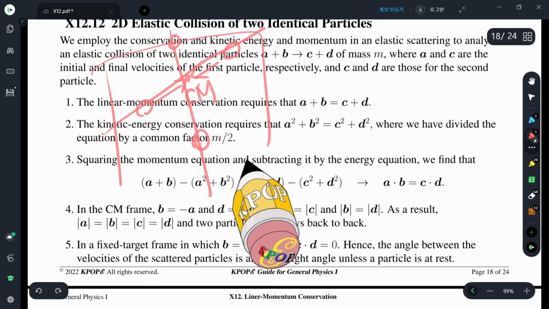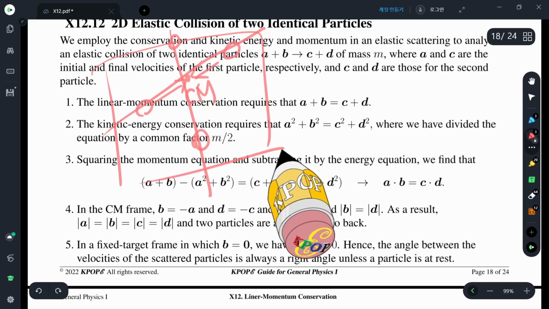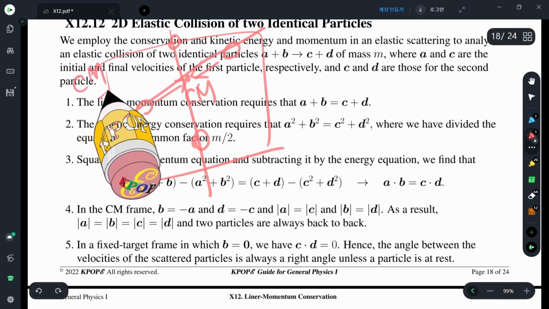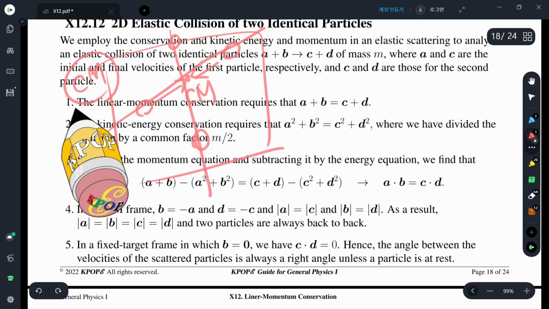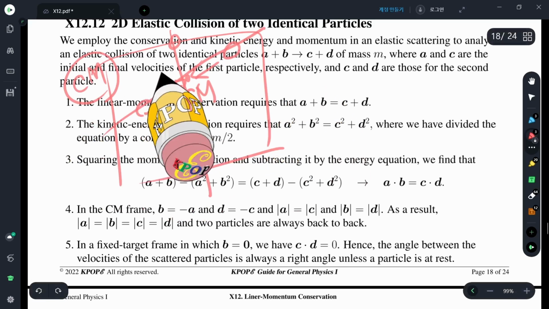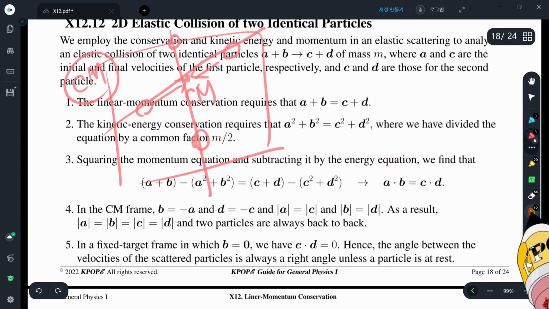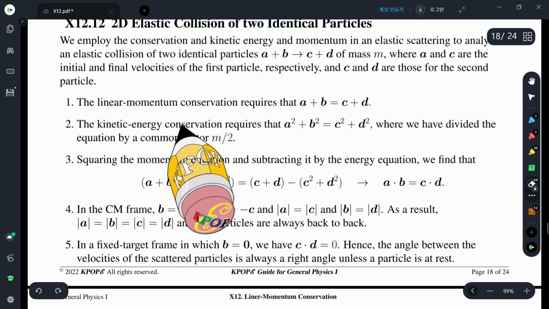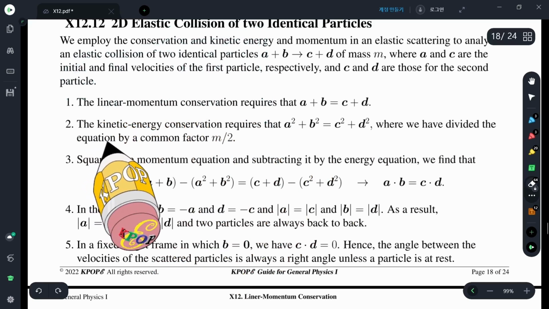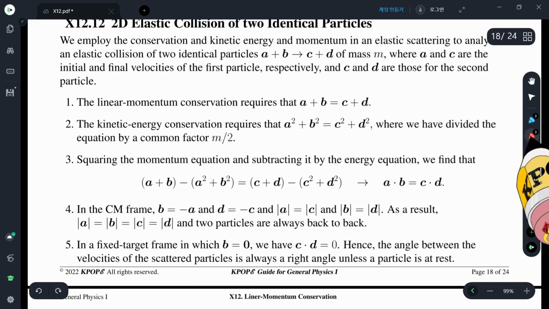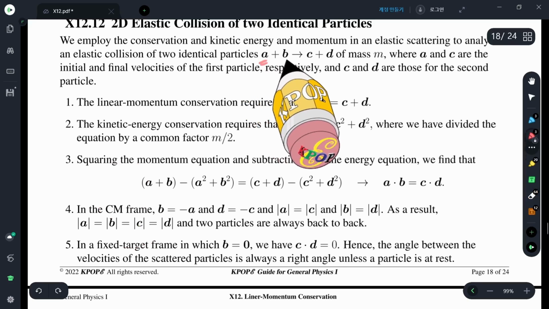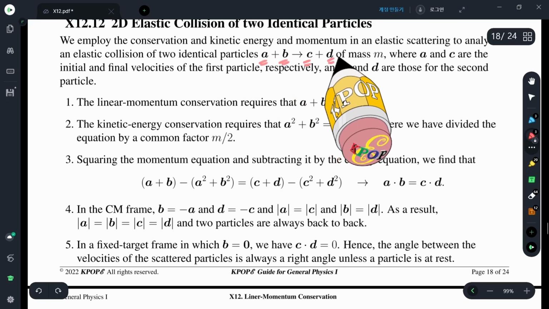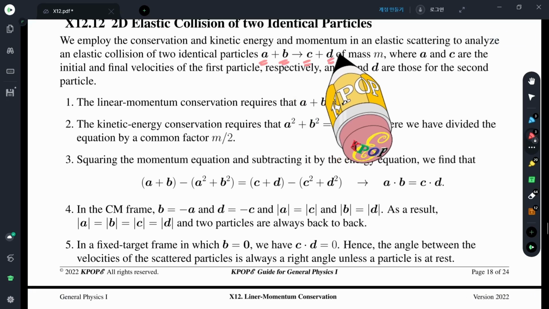Therefore, it is in general a two-dimensional case at the center of mass frame. In this frame, and to simplify our analysis, we just use the same mass, identical particles. Then we can only consider the velocity of the four particles, the two particles before and after the collision.